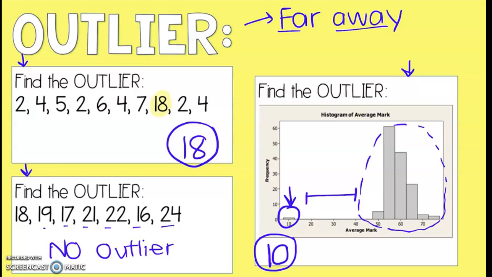Okay, so those are our statistical calculations that we're reviewing today. Mean is the average. That's where you add them all up and then divide by how many there are. Median is the middle number in an ordered data set from least to greatest. Mode is the one that appears the most. Range is the maximum minus the minimum. And an outlier is any data point that is far away from anything else.